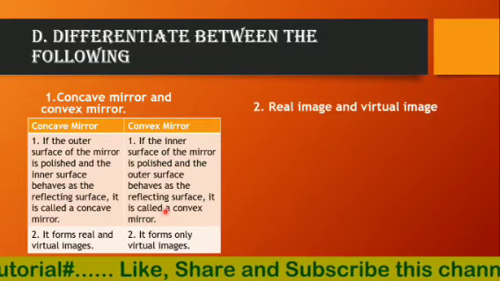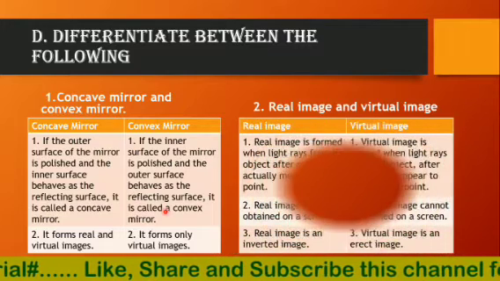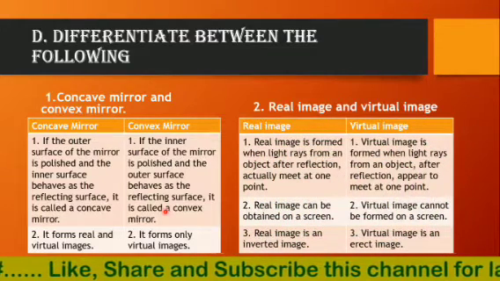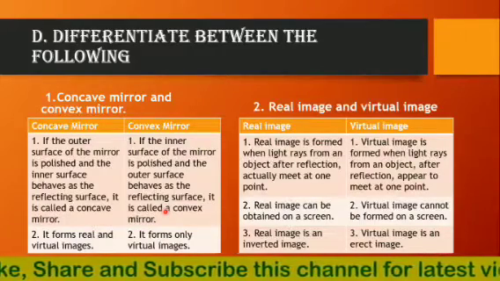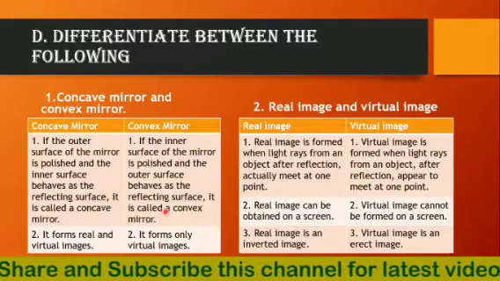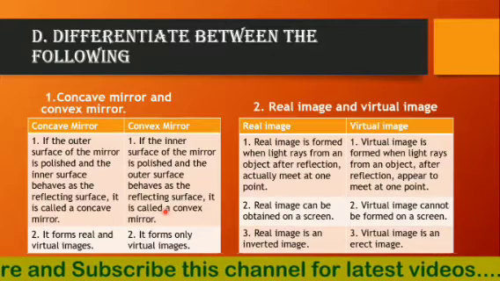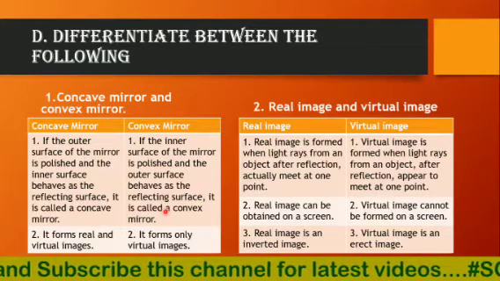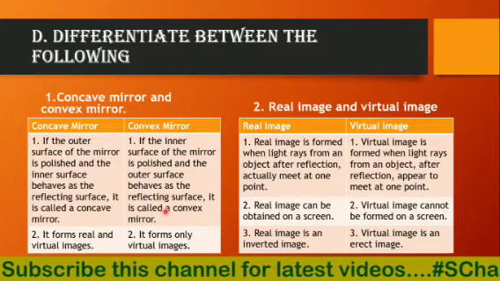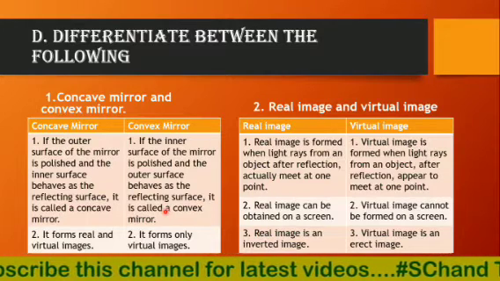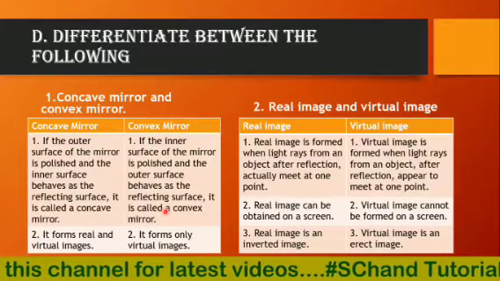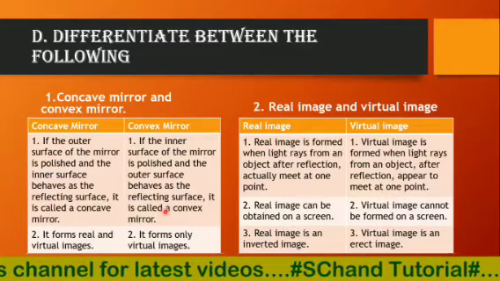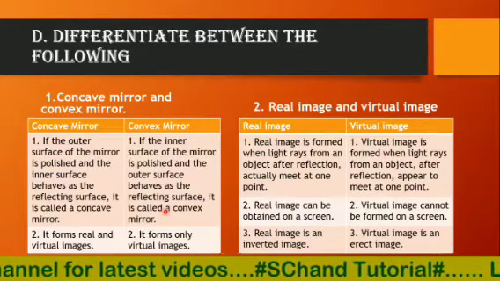Then next we have the real image and the virtual image. The real image is formed when the light rays from an object after reflection actually meet at one point. That is called the real image. Virtual image is formed when the light rays from an object after reflection appear to meet at one point.